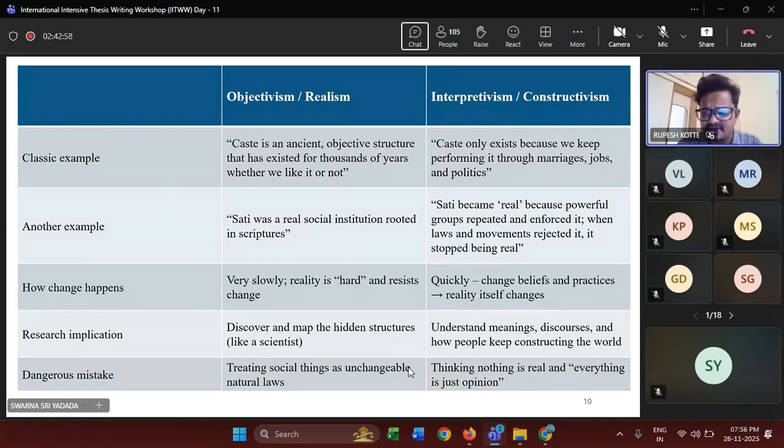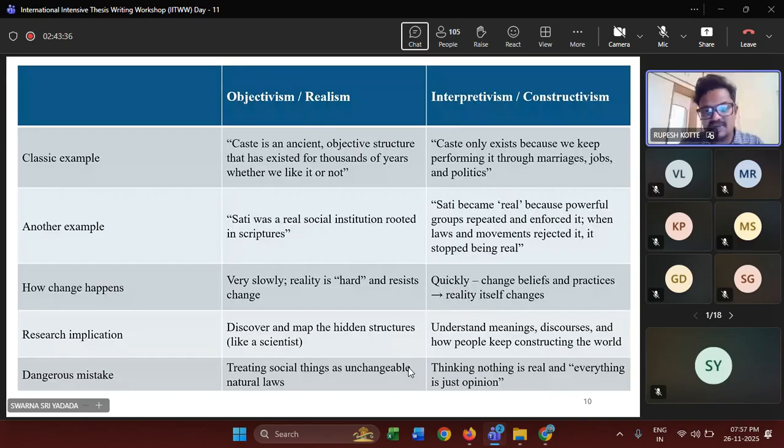That's the point. Each context is different. Even in the USA, within the USA there are so many states, and the perceptions or the arguments are different in different states. So coming back to objectivism and interpretivism, let us take the example of caste. If you look through the objectivist lens, we say that caste is an ancient objective structure that has existed for thousands of years, whether we like it or not.